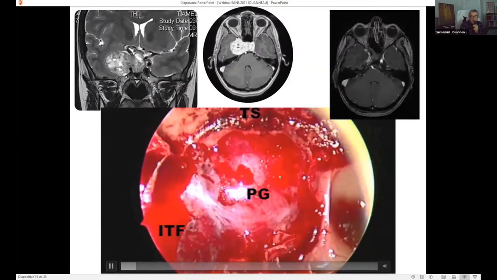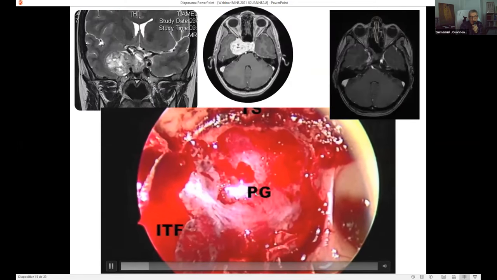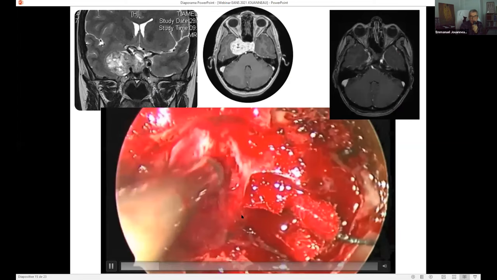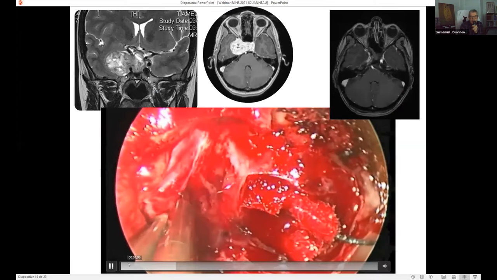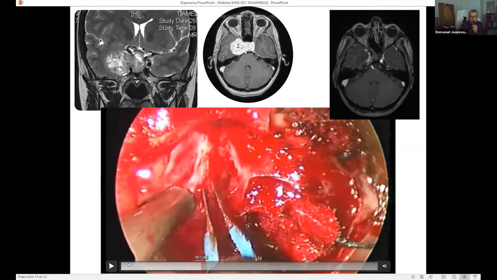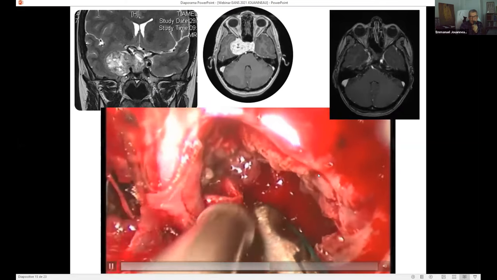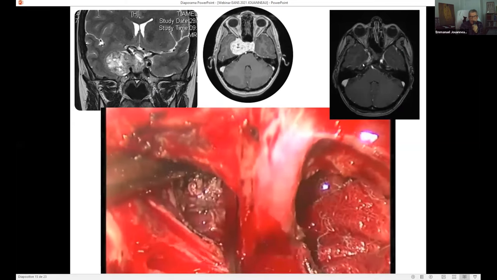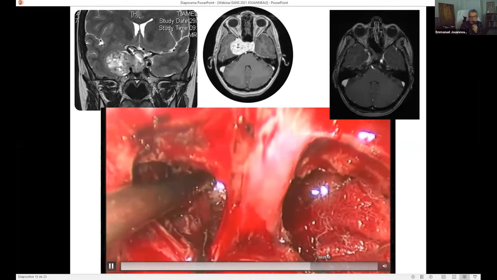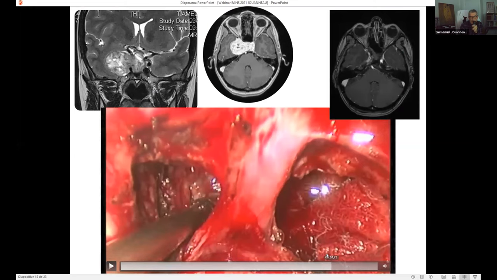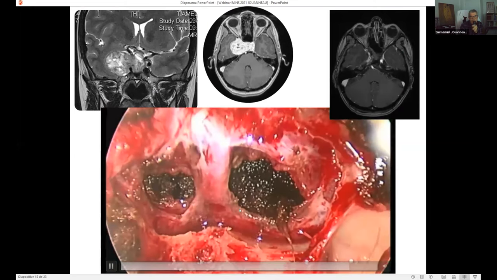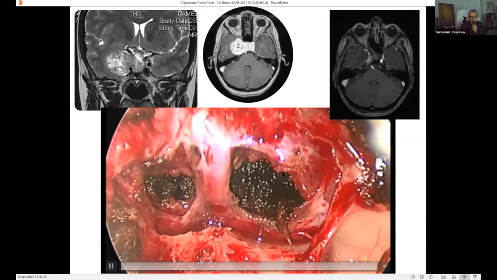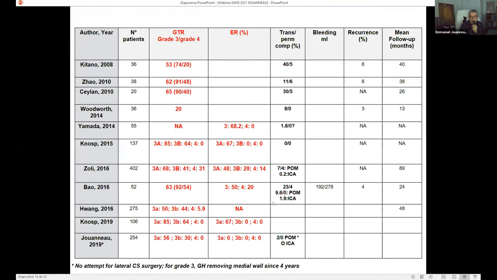Like in this case, it was not a regular pituitary case. You walk on both sides of the ICA. It was a very tricky and firm tumor. At the end, the result was not that bad, but it's a very high-risk surgery. You have the carotid here and you walk on both sides. So it's not regular pituitary surgery.